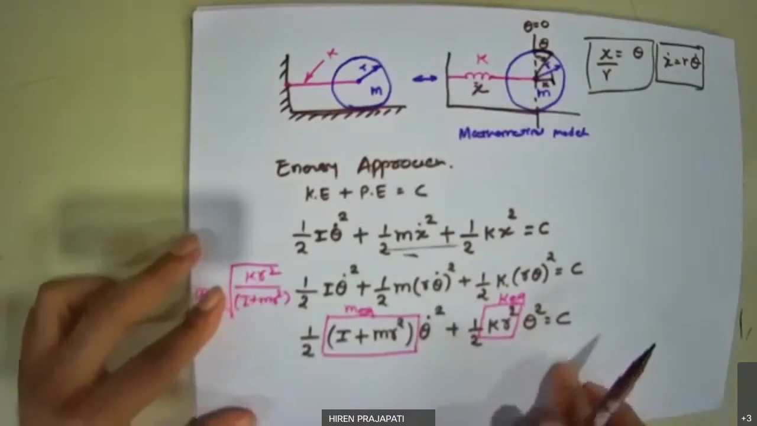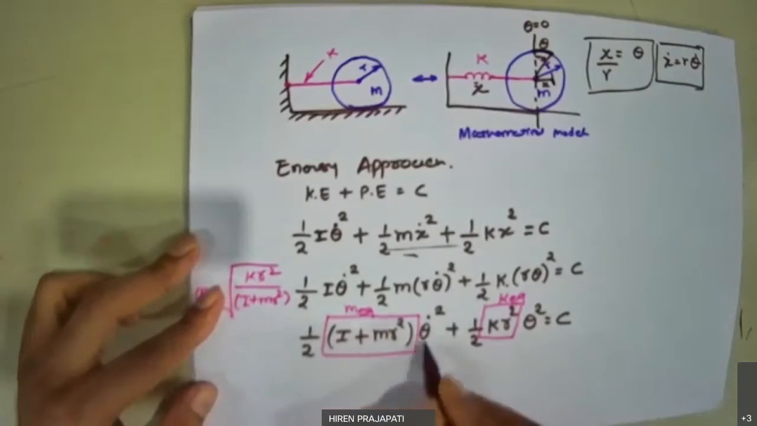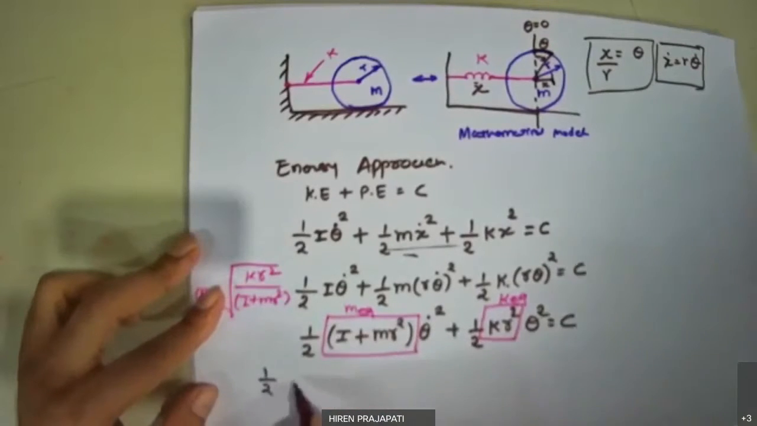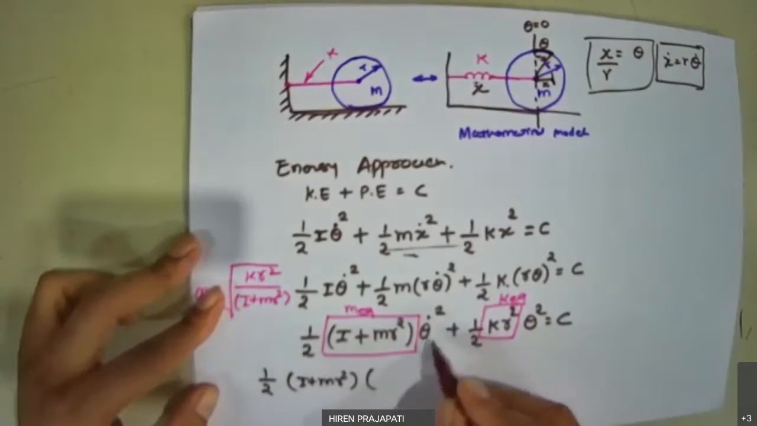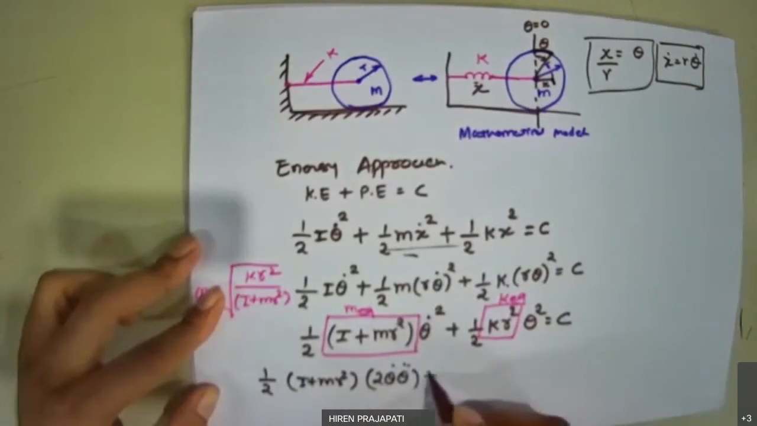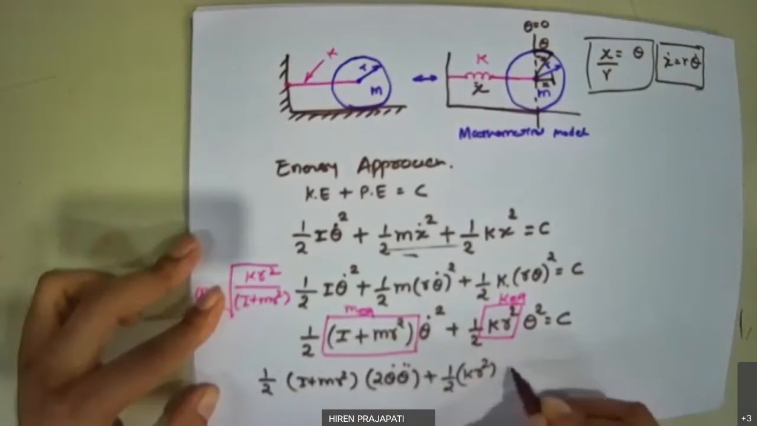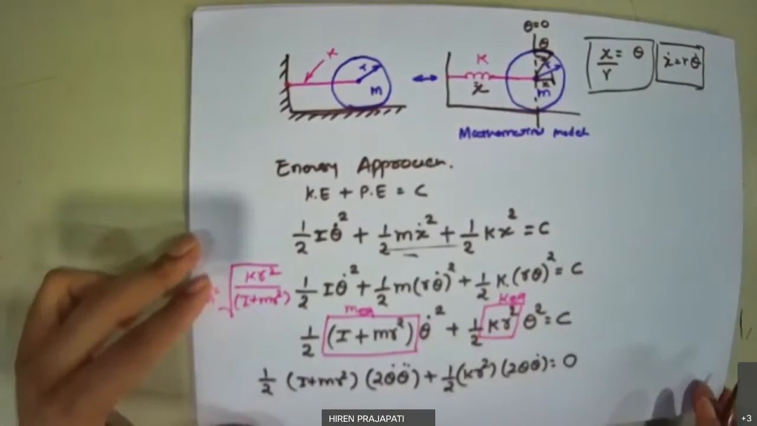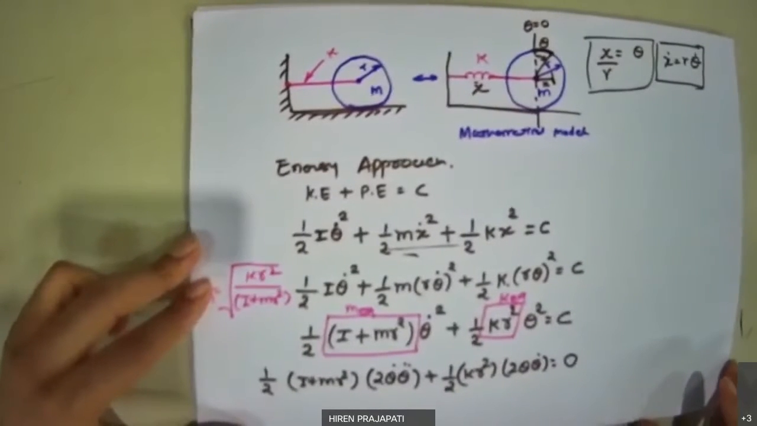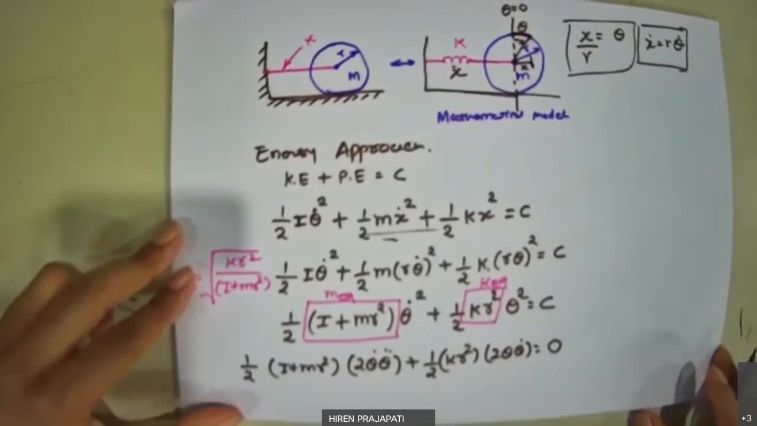So let us differentiate it. This m equivalent term is constant, so I write here 1/2 (I plus m r square). Now theta dot square differentiation is 2 theta dot theta double dot, right? Plus 1/2 k r square is constant. Now 2 theta theta dot. This is the differentiation of theta square, and now the constant is 0, Janish, right? Okay. After this, what is next?